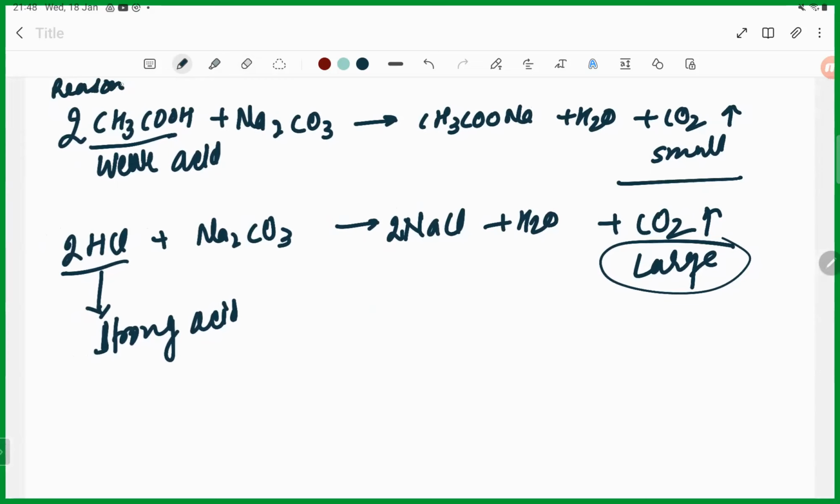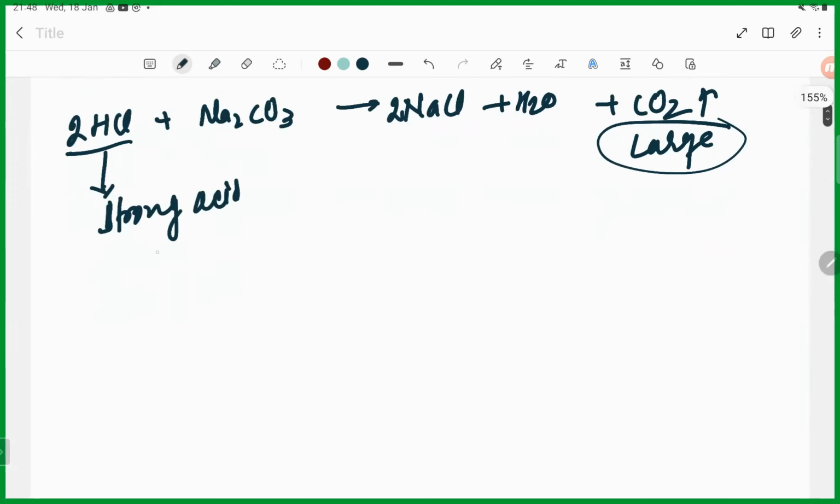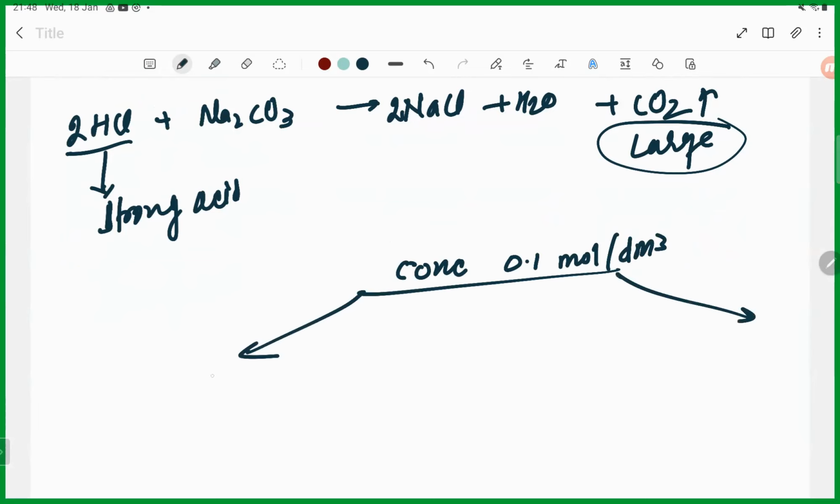Now, the second factor. If you take the concentration, 0.1 mole per dm cubed, then look at the pH. The pH of acetic acid, CH3COOH, is something like 2.03, but the pH of HCl is going to be around 1.